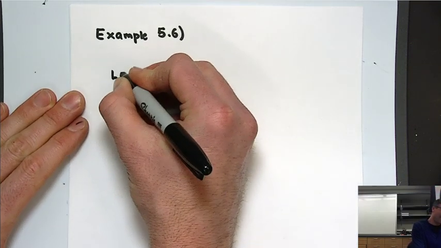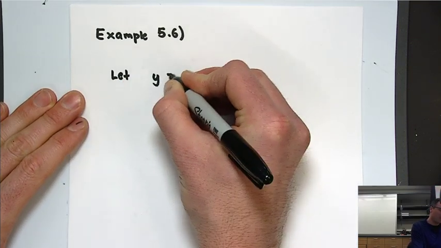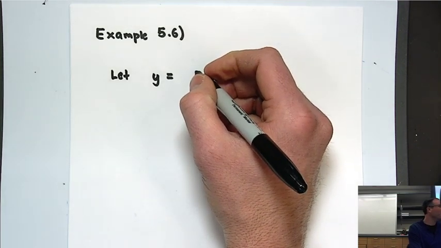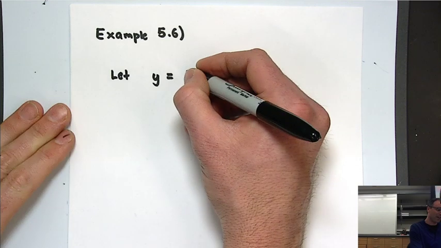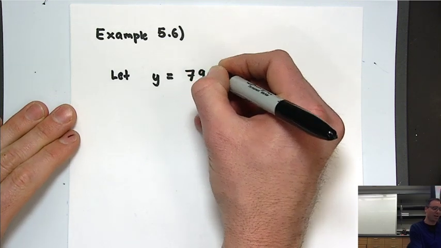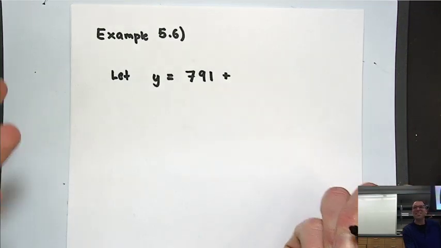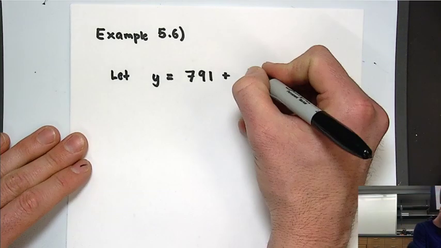All right, so let y be equal to, what was your integer part? We can make it 777. Okay, 791. Awesome. Plus 1/7. You sure, 1/7? 3 7s. All right, that's kind of exotic.